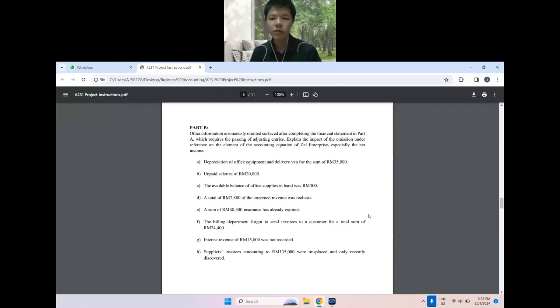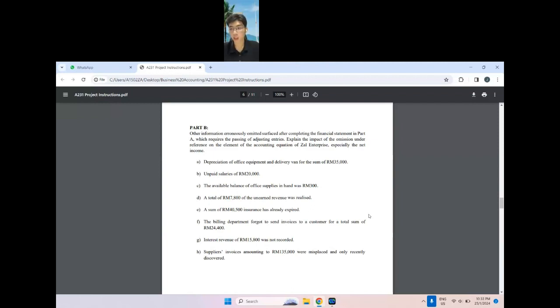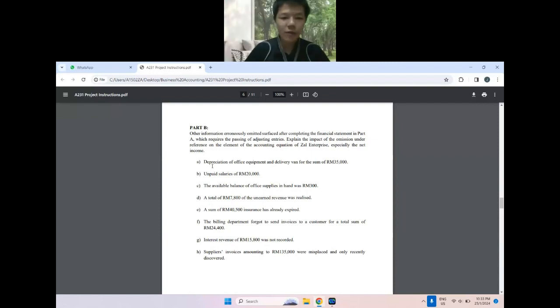Do you guys agree with me? Yes, I agree with you. So now let's move on to the next part of Part B. Unpaid salary of 20,000. Jing Ni, what is the effect on net profit? I think the effect on net profit is decreased. Do you guys agree with me? Yes, I agree with you.